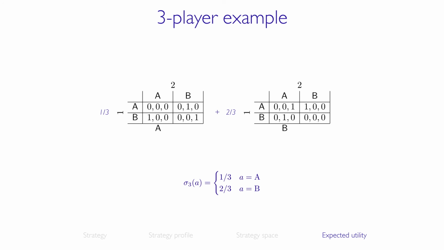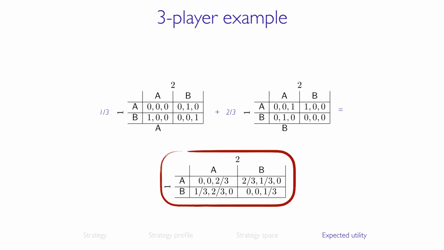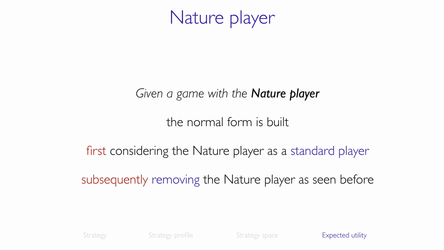What we can do is to remove player 3, computing in expectation the utilities of player 1 and 2, where the expectation is computed with respect to the strategy of player 3. Therefore, we need to do a convex combination of the first table using a parameter of 1/3 with the second table using a parameter of 2/3, obtaining a game in which only player 1 and player 2 can decide their strategies. The resulting game is that reported in the slide.